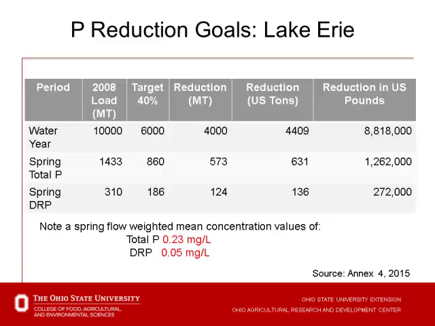presenting this slide. This is where I try and put values on those numbers, and this is where we're talking about the 2008 loadings, and we have across the top here what period we're working in as far as water year, spring total phosphorus, or spring dissolved reactive phosphorus. This is what the 2008 loading was. This is what that reduced 40% target value is. This is what that reduction would represent in metric tons, and I don't know how to represent a metric ton. I'm used to working in U.S. tons. So we convert it over to U.S.